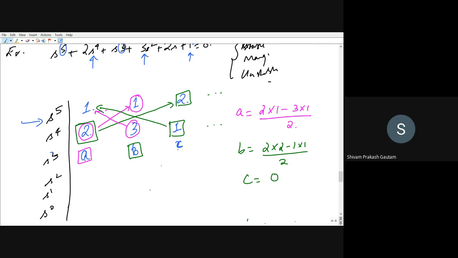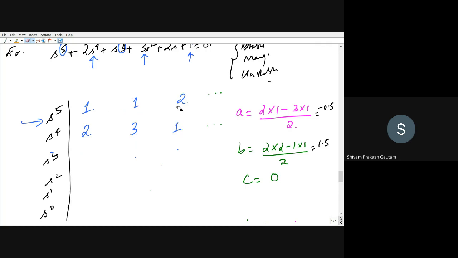Now, if you solve this, the value of a will come out to be, I think, minus 0.5, and the value of b will come out to be 1.5. So let us replace our coefficients a, b, and c with these values. Let me rub this as well, so it will be clearer. Instead of a we write minus 0.5, instead of b we write 1.5, and instead of c we write 0, right?